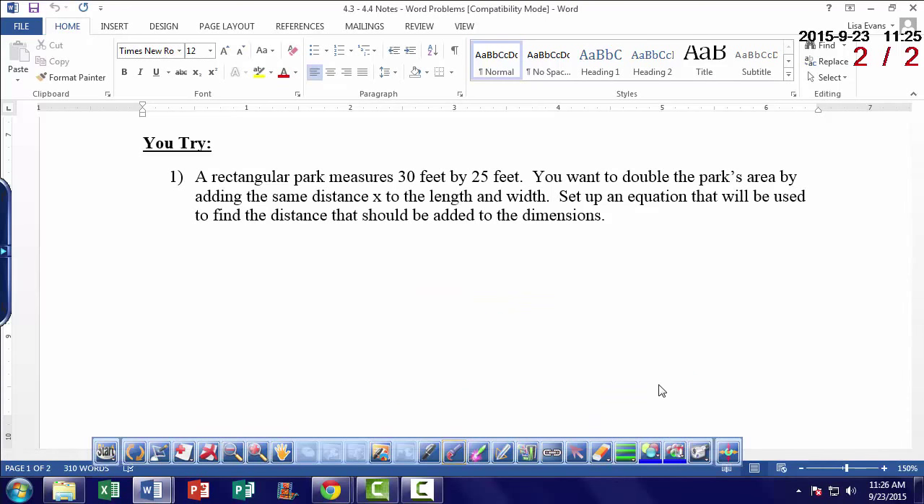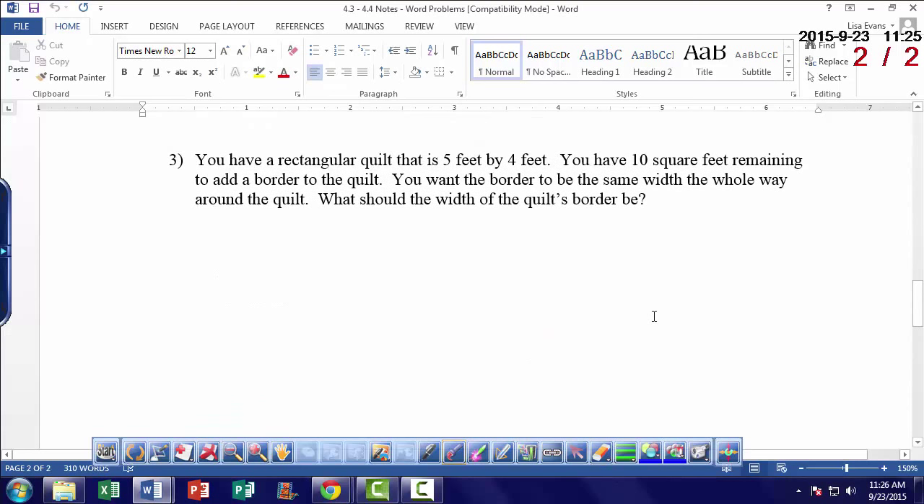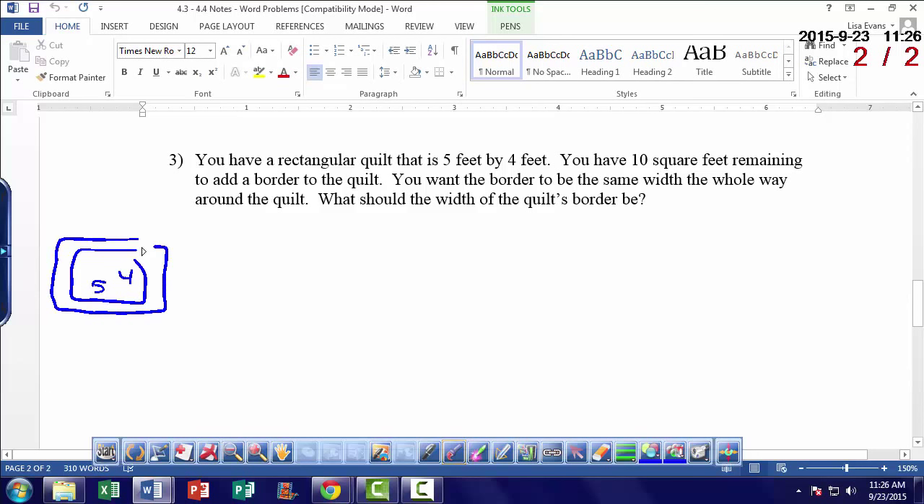All right, the next problems on the back side are a little bit different. This one says you have a rectangular quilt that's 5 feet by 4 feet. So we're going to start with a quilt, 5 feet by 4 feet. We have 10 square feet remaining to add a border. So we're going to add a border. We know what the area of the border is, but we don't know what the width of the border is going to be. So remember, we're going to add x everywhere around. It wants to be the same thickness. So our new dimensions are going to be x plus 5 plus x. That's going to be 5 plus 2x.